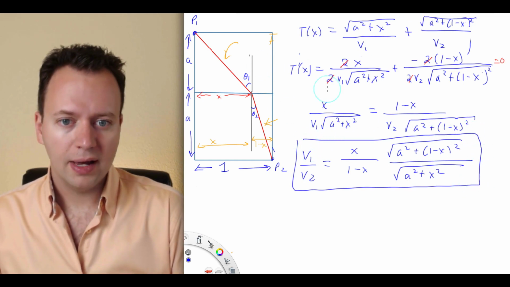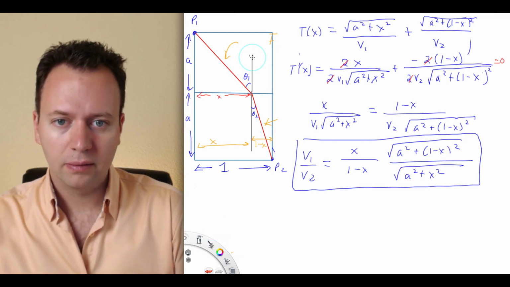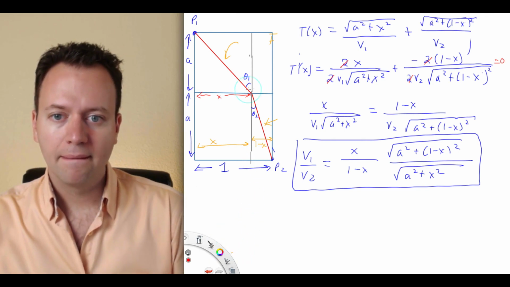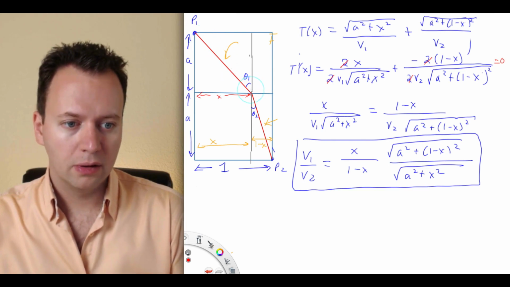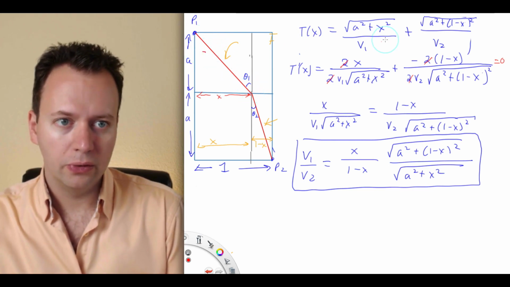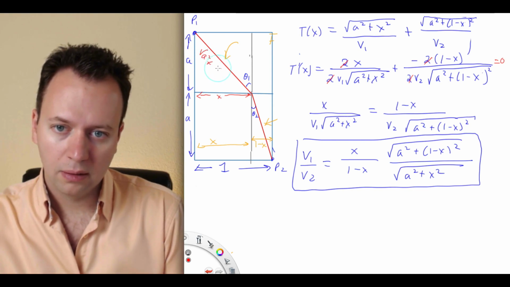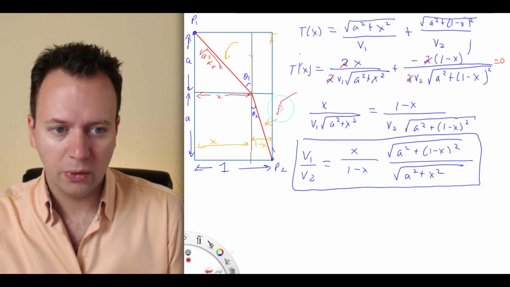So we have these right triangles in here. So what can we do with them? So we know this length, which was the square root of a squared plus x squared. And then this length here was the other one, square root of a squared plus 1 minus x squared, like that. That was this one right here.